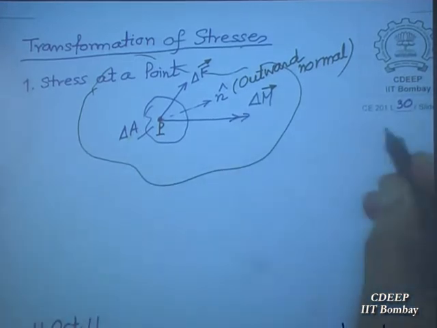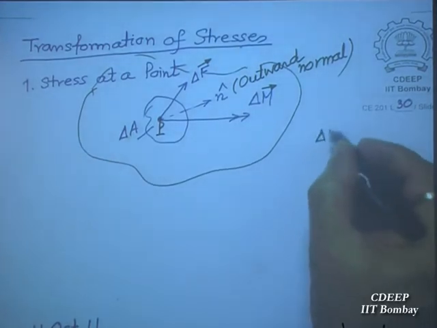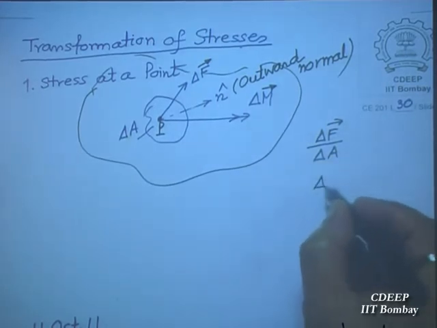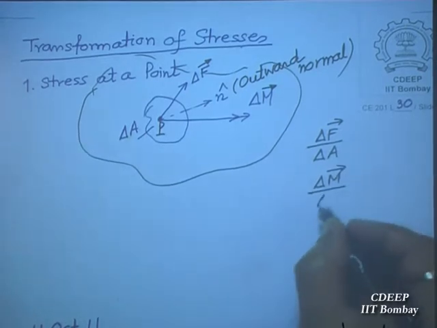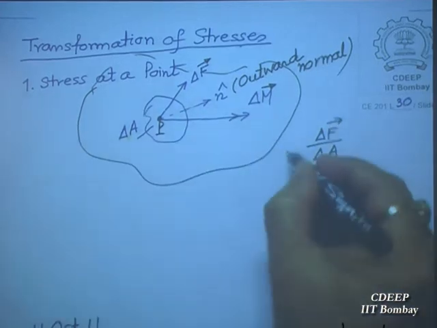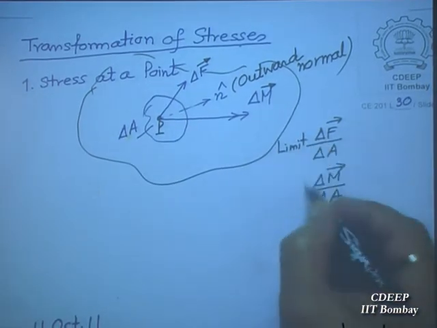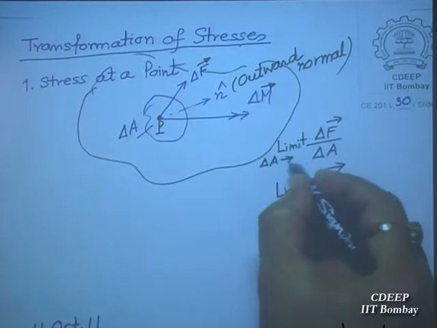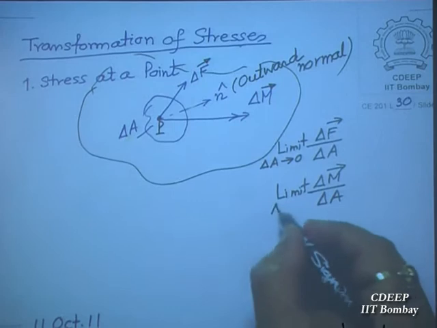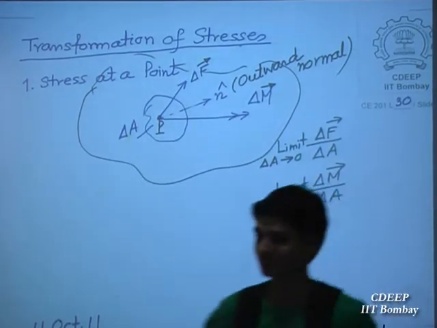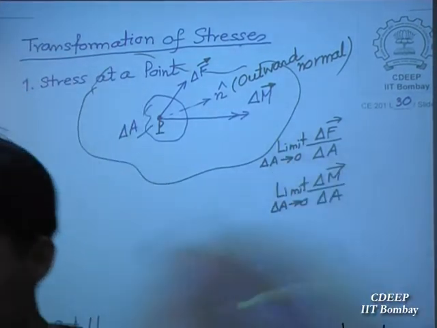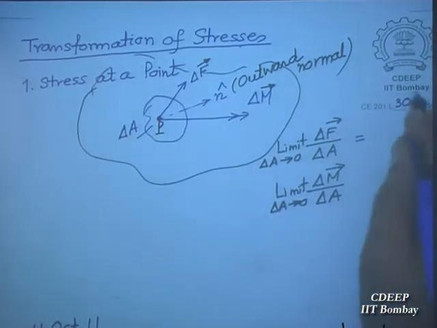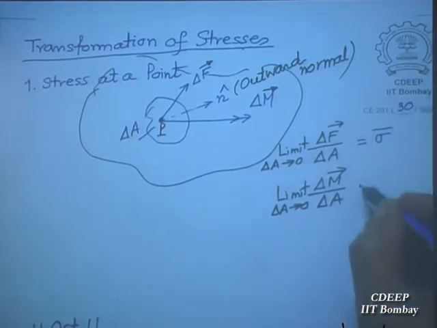Then we took some quotients. We took DF by DA, and we also took DM by DA, and then we took the limit of this as delta A tends to 0, meaning it will come to a point. If you take this limit, then we say this quantity defines a stress vector.